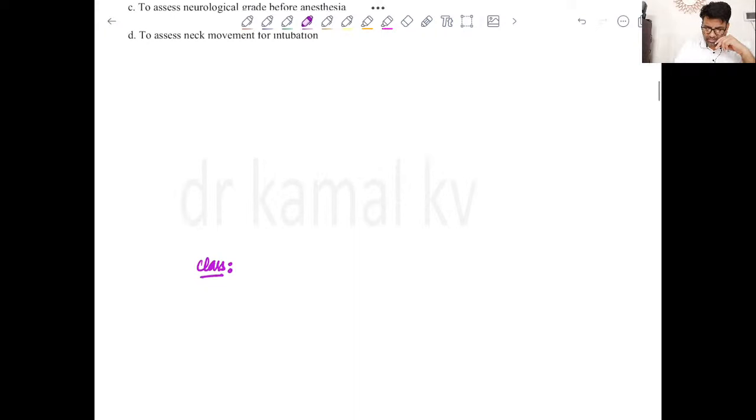Okay, or we'll take some more space. So suppose we write the class here and then the structures visualized. Clear? So I'll start from class 4 because then it will be very easy for me to correlate the things or to tell you the things.